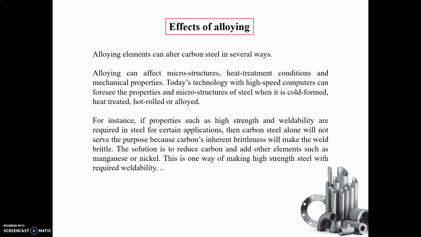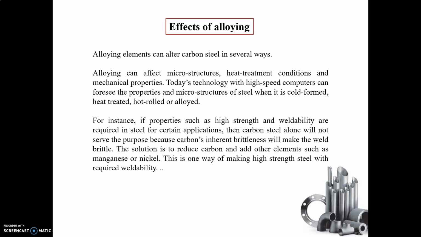Today's technology with high-speed computers can foresee the properties and microstructures of steel when it is cold formed, heat treated, hot rolled, or alloyed. For instance, if properties such as high strength and weldability are required in steel for a certain application, then carbon steel alone will not serve the purpose, because carbon's inherent brittleness will make the weld brittle. The solution is to reduce carbon and add other elements such as manganese or nickel. This is one way of making high strength steel with the required weldability.